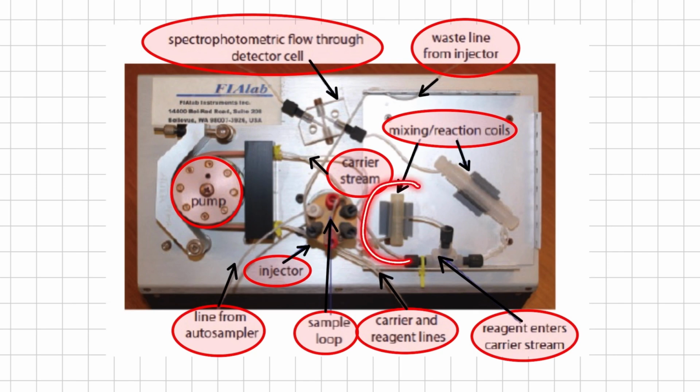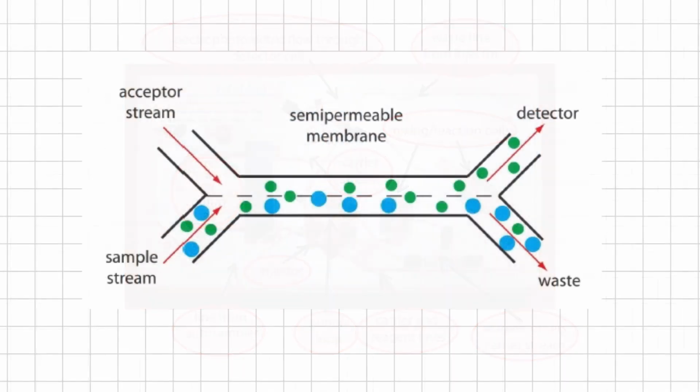So, as shown in this figure, here are the mixing and reaction coils. In order to do separation of the analyte mixture, we will incorporate separation modules in these places. Separations like dialysis and gaseous diffusion are accomplished by placing a semi-permeable membrane between the carrier stream containing the sample and an acceptor system.